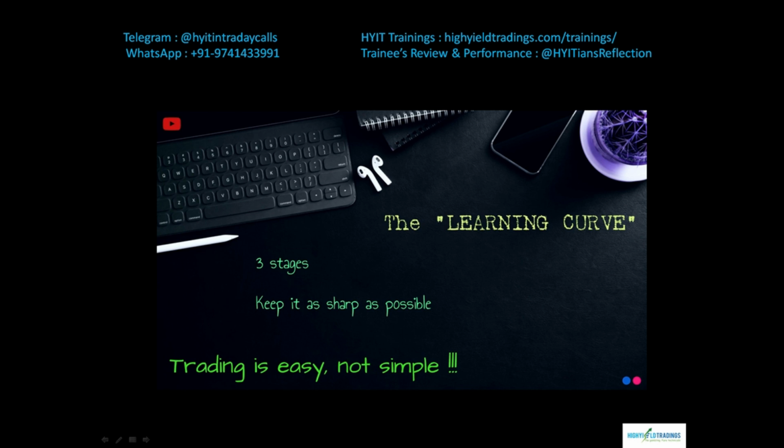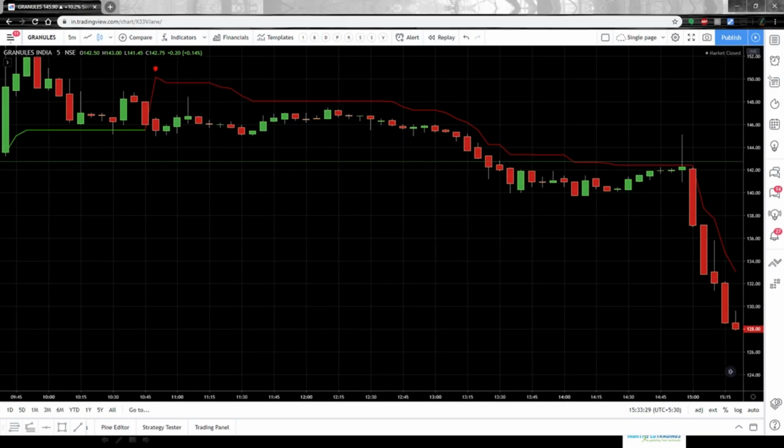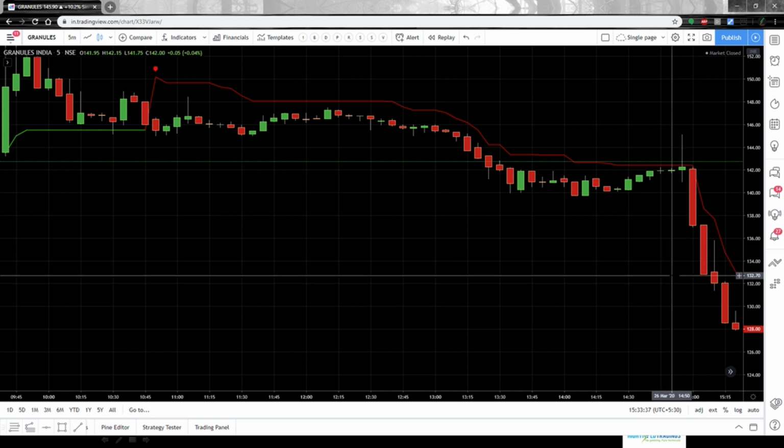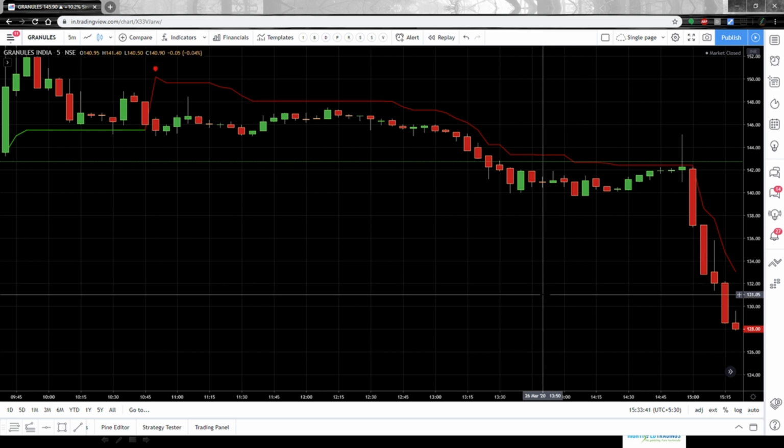Let me give you a very simple example. Let's say that your trainer has asked you to use Supertrend as one of the technicals. Okay, let me take you to the charts so that things are more clear. Let me open up the chart here. This is already taken up by me beforehand. This is the 5 minutes chart for Granules India. I think it is yesterday's chart, 27th of March. So let's talk about it.